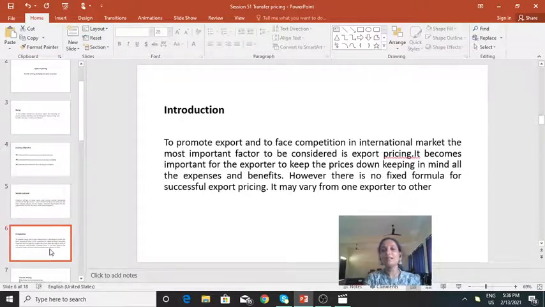Now, the introduction to this concept. To promote export and face competition in the international market, the most important factor to be considered is export pricing. It becomes important for the exporter to keep prices down, keeping in mind all expenses and benefits. However, there is no fixed formula for successful export pricing. It may vary from one exporter to another.